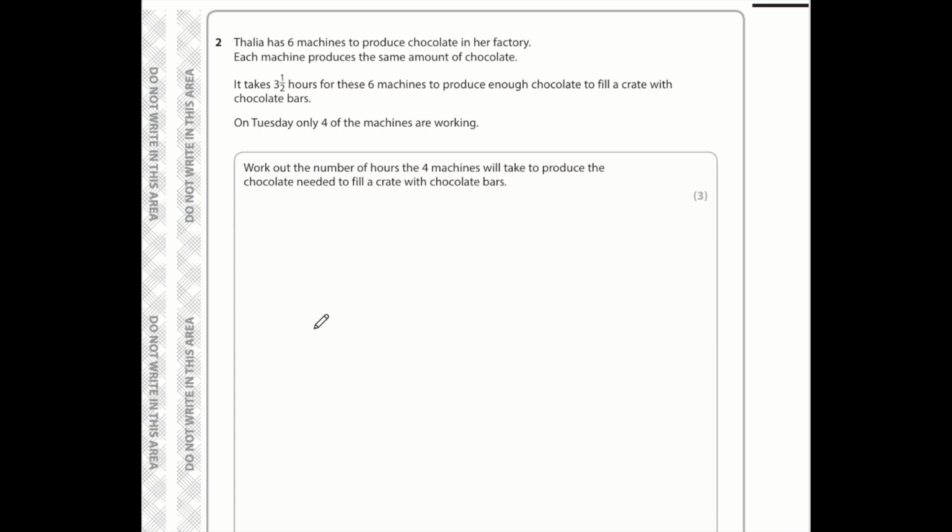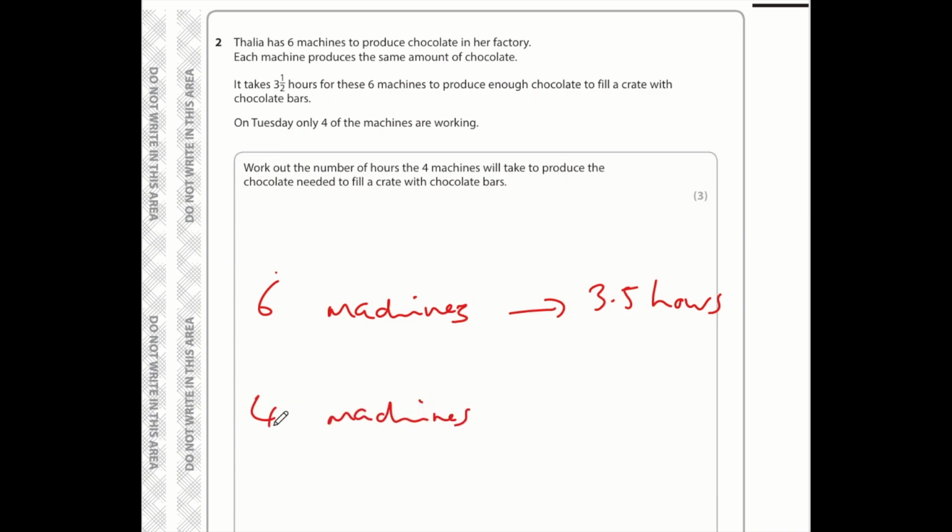Okay, question number 2. So we know that 6 machines take 3.5 hours. So how long would it take if there are only 4 machines working? Okay, so it's a bit irritating. Of course, it's deliberate that they've chosen 4 but not 3. If it was 3 machines working, this would be quite easy. That's half the number of machines, and a lot of people would be tempted to halve this amount here as well. But actually, if the number of machines is halved, the amount of time it would take would be double. So as one halves, the other one doubles. So that would be 7 hours, for example.